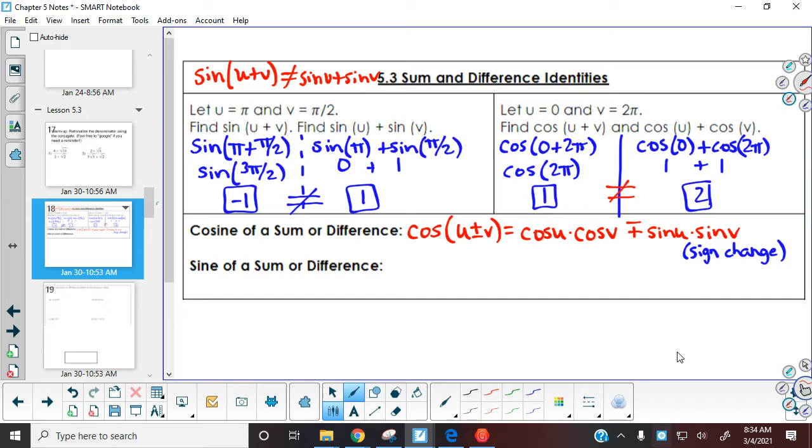If you look at the sine one, you have sine of u plus or minus v equals sine u times cosine v. This one is plus or minus, so notice it's the same as cosine u times sine v. And so again, since these are the same here and here, that just means that you keep the sign, so no sign changes. Or you could say same sign, if that makes sense to you. Okay? So when you look at this, we're going to jump into some examples using this.